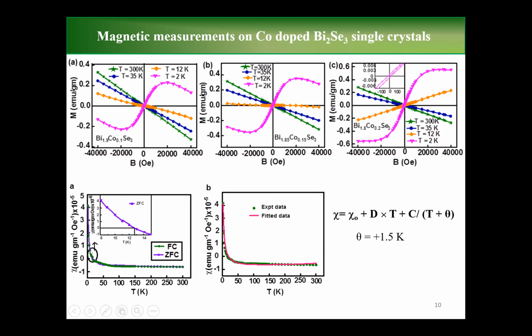The zero field cooling data was fitted using an equation, chi equals chi0 plus D T plus C upon T plus theta, where the first term represents the magnetic susceptibility at 0 Kelvin, the second term describes the diamagnetic contribution to susceptibility where D is the diamagnetic constant, and the third term represents the Curie-Weiss expression. We can see that the experimental data is fitted well with the theoretical data, and we found that the Curie temperature theta is equal to plus 1.5 Kelvin. The positive value confirms the ferromagnetic contribution to the magnetic susceptibility.